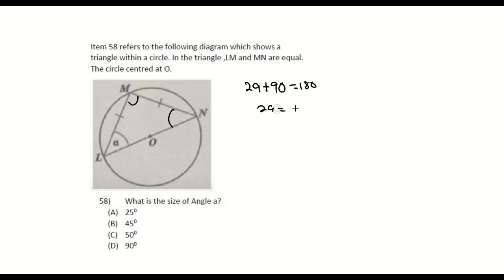So 2a is equal to 180 minus 90, which is 90. So a is equal to 90 divided by 2, which is equal to 45. So the answer here is B, 45.